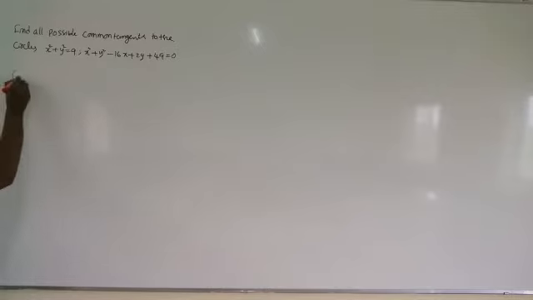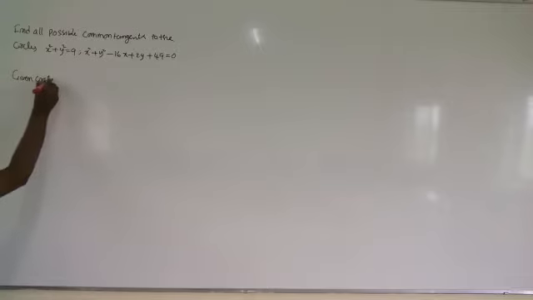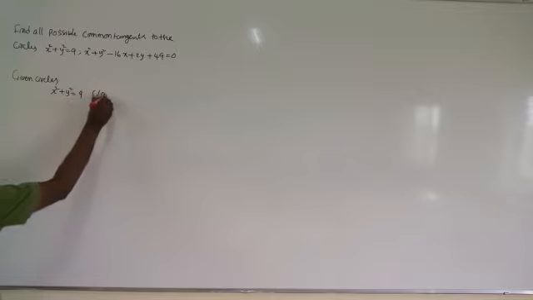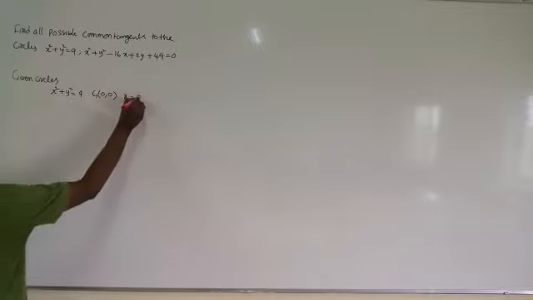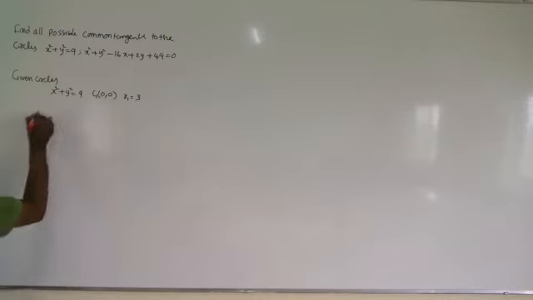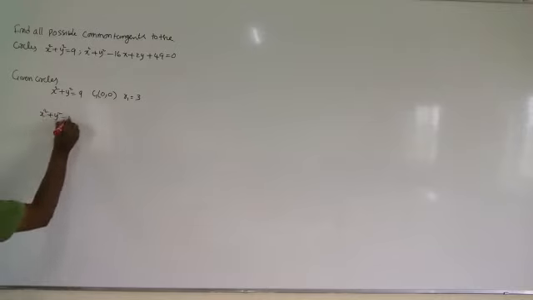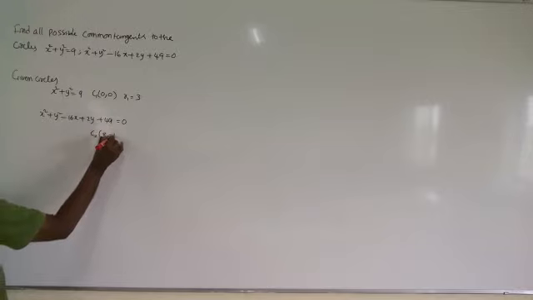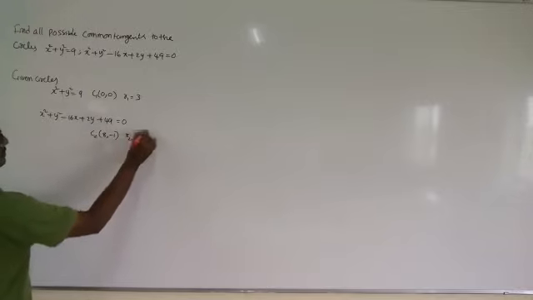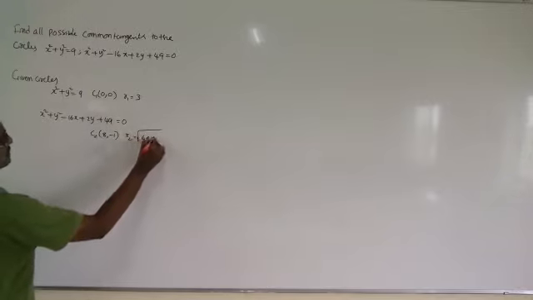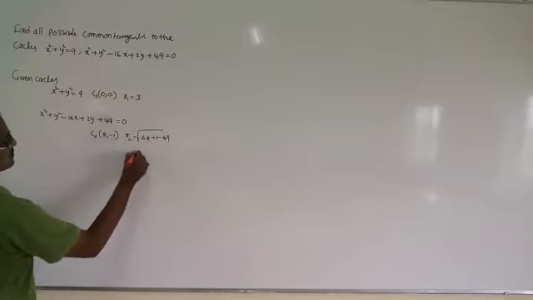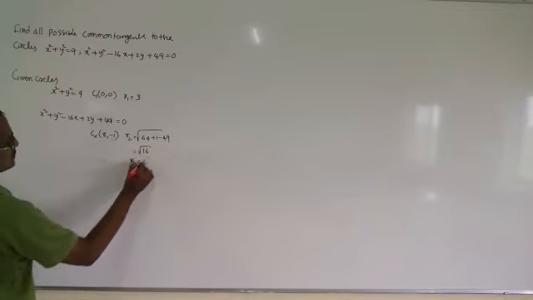So given circles: x square plus y square is equal to 9 with the center C1 (0, 0) and the radius R1 is equal to 3. x square plus y square minus 16x plus 2y plus 49 equal to 0 with the center C2 (8, minus 1). Radius R2 is equal to root of 64 plus 1 minus 49, so it will be root 16, R2 is equal to 4.